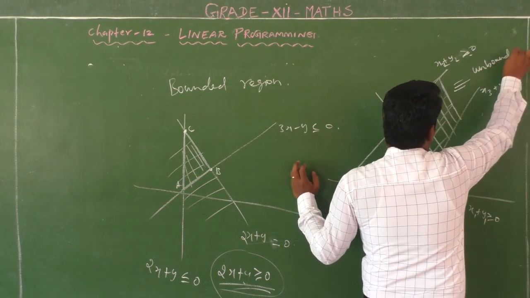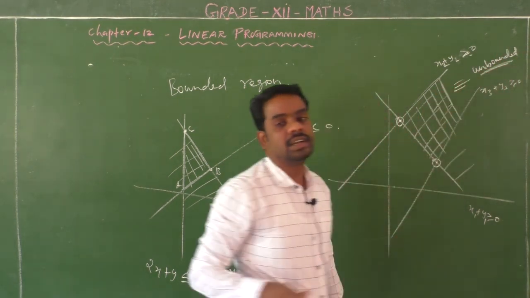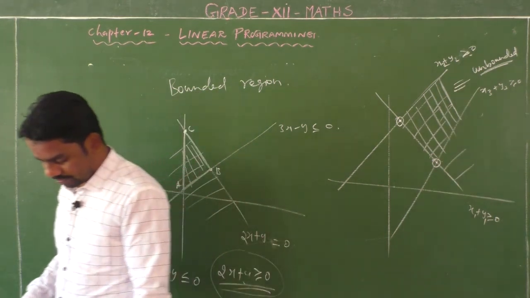So unbounded region. This is called an unbounded region. Okay, right.